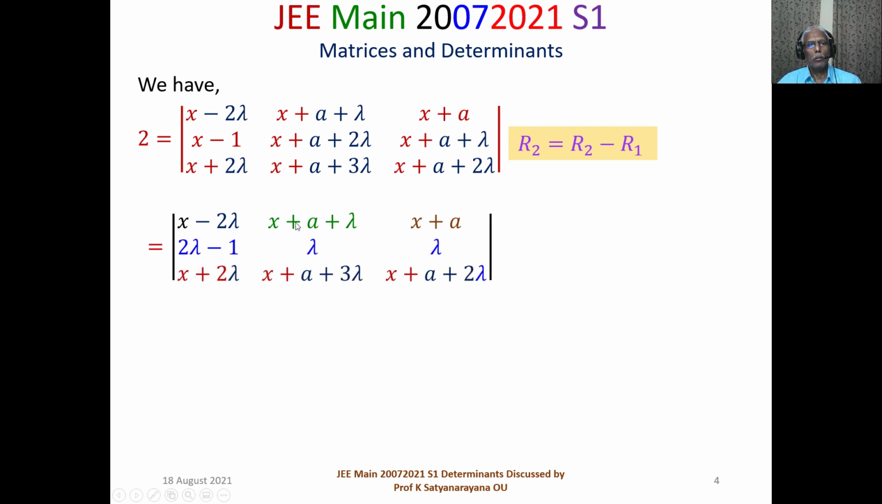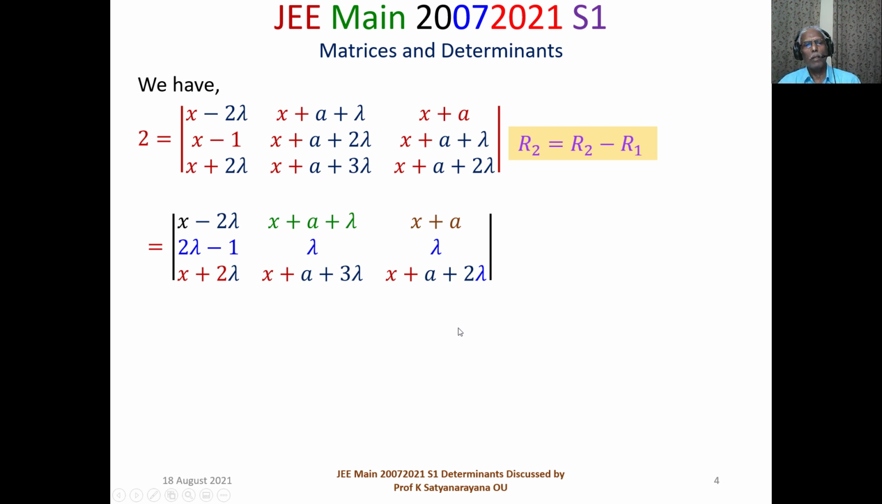x plus a plus lambda. The first row will be as it is, and the second row will be affected. From the second row, you have to subtract the first row, x minus 1. From that, x minus 2 lambda, if you subtract, you will get 2 lambda minus 1. And x plus a plus 2 lambda, subtract x plus a plus lambda, you will get lambda. x plus a plus lambda, subtract x plus a, you will get lambda. The third row will remain as it is.